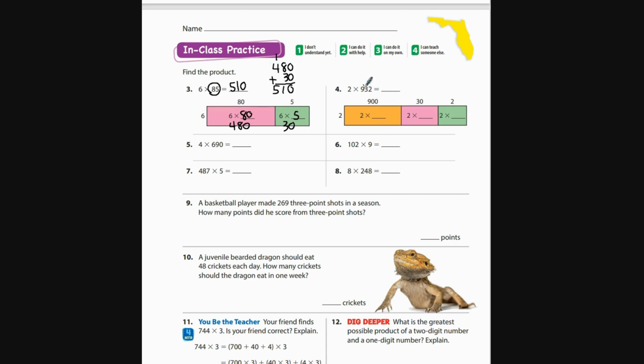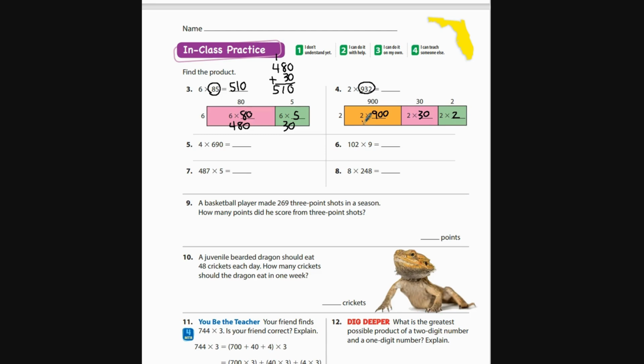Now let's go to number 4. What am I going to expand? I'm going to expand this 3-digit number. I can't expand the 2, it's only one number. So I'm only going to expand the one that I can. Let's distribute 932. So we're going to expand it with 900 plus 30 plus 2. What's the rule again? 2 times the first number, 2 times 900. 2 times the second number, 2 times 30. And 2 times the last number, 2 times 2.